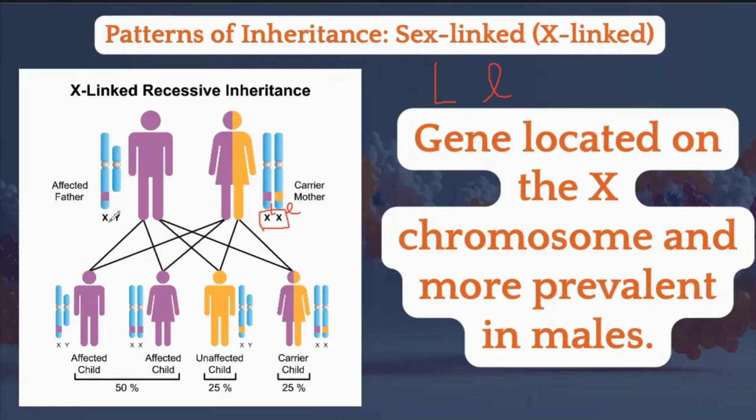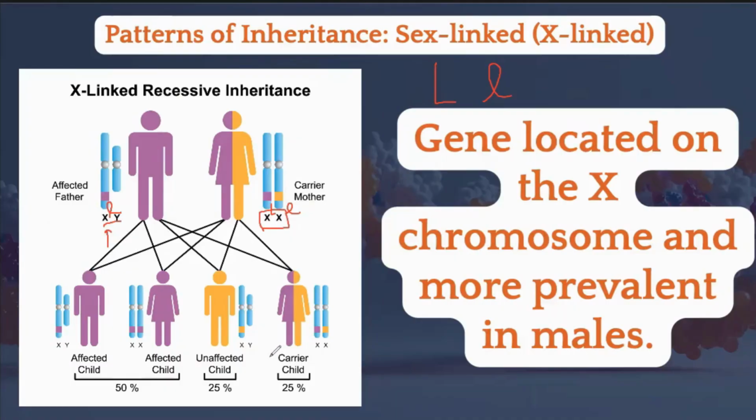Now, an affected father means that they have the recessive allele, the little l, specifically on the X chromosome. So what happens in these sex-linked, X-linked related diseases, because the males only have one X chromosome for the allele to attach to, they tend to persist more or be more prevalent. And you could see that in this case because either you have the disease or you don't have the disease.